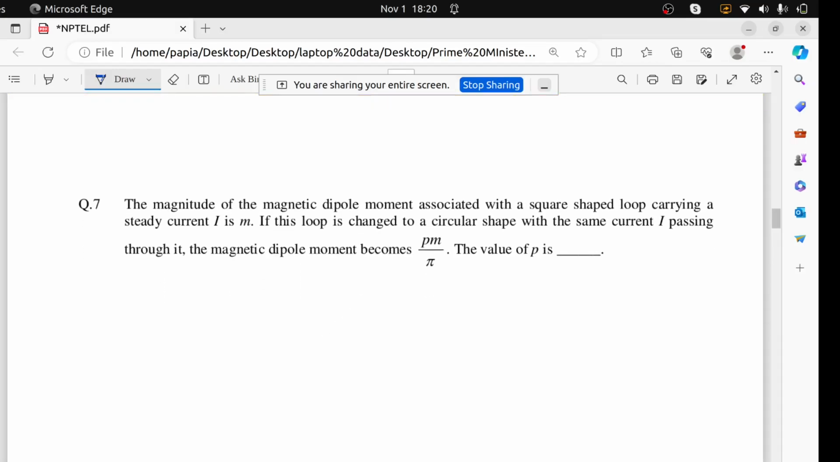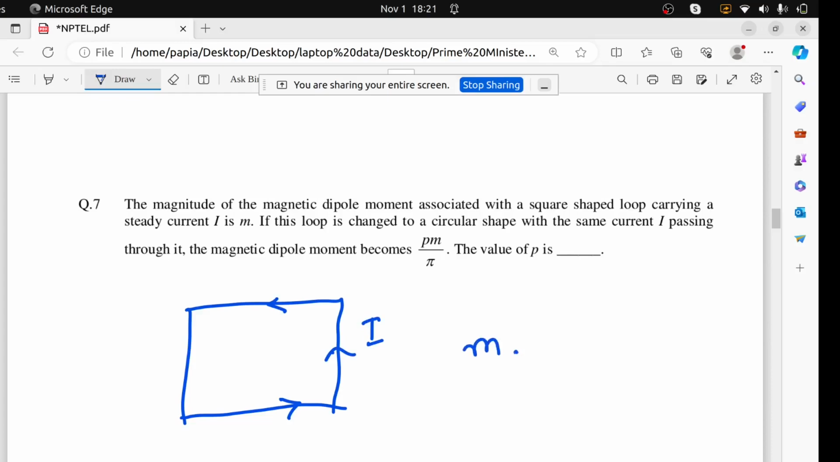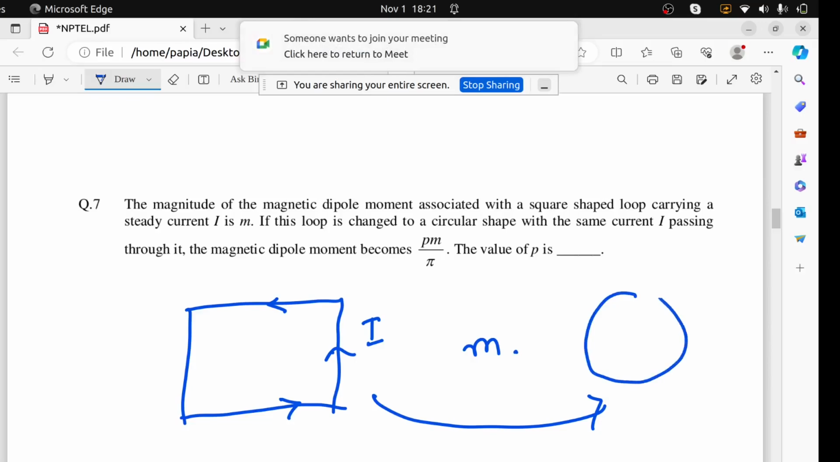What is the meaning of this question? The magnitude of the magnetic dipole moment associated with the square-shaped loop. Let me write here one square-shaped loop carrying a steady current I, and the magnetic dipole moment associated with this loop is M. Now they are asking if this loop is changed to a circular shape. Let me write here, this one is going to change to a circular shape.